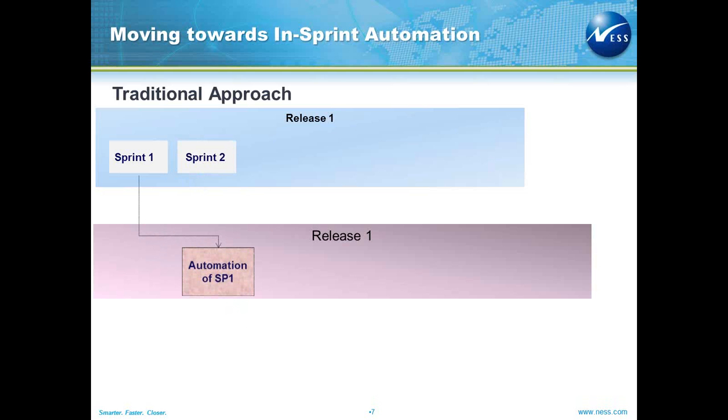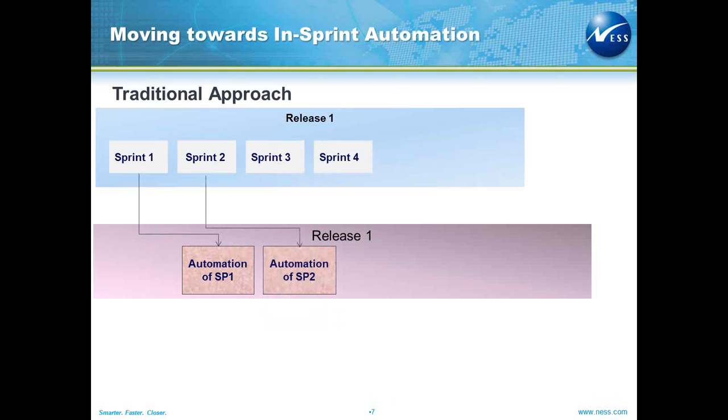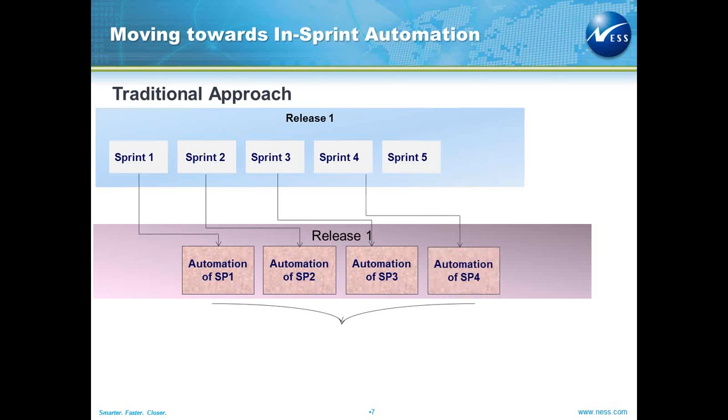Now, once I get my screen, the tester starts automating the features of sprint 1. Similar things happen for the corresponding sprints. And if you see this, I have ended my sprint 4, but still I am automating sprint 3. So this is nothing but a backlog of automation tasks, and as the release ends and a new release begins, this backlog would keep on increasing.